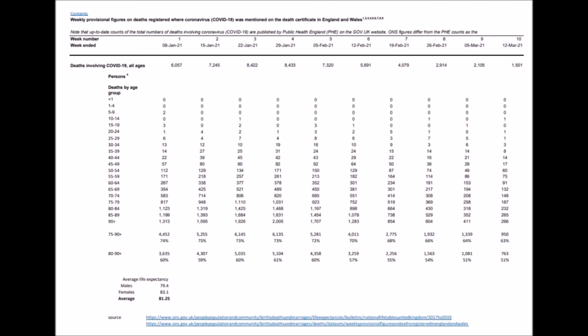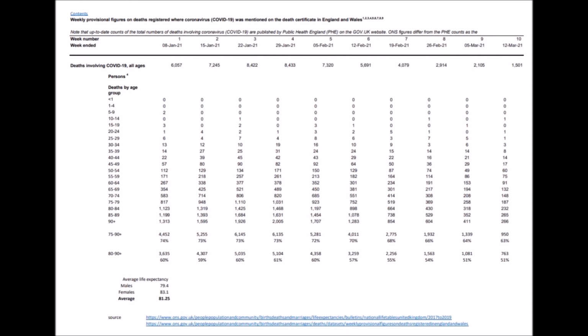Exactly. So what we've got is a bit of a screen grab. We're not going to look at all the data because obviously there's months and months and months. But we looked at the 8th of Jan to the 12th of March. It's a good data set, it's 10 weeks. And we just want to highlight really the numbers at the bottom.